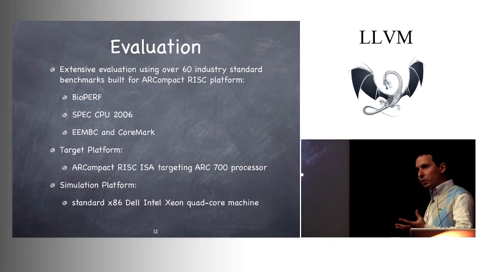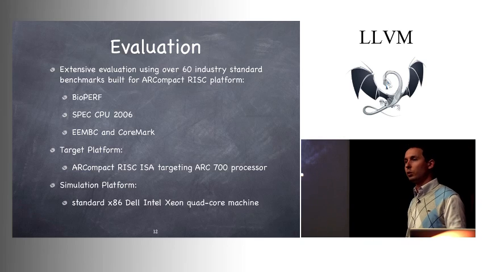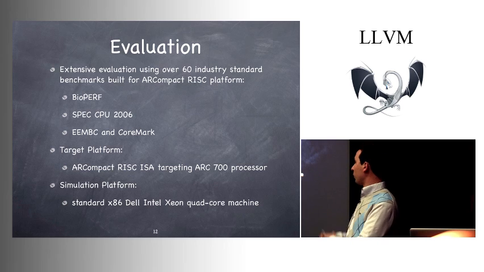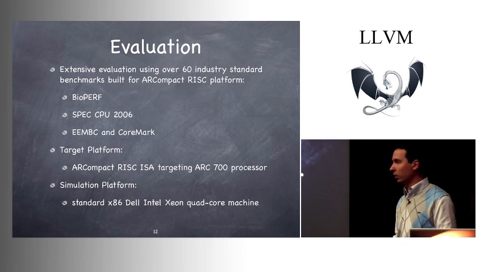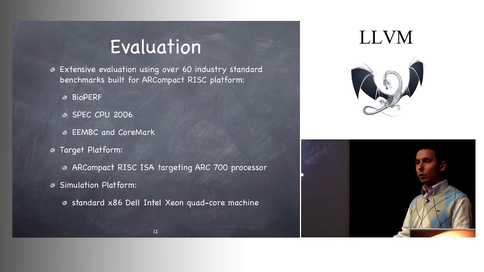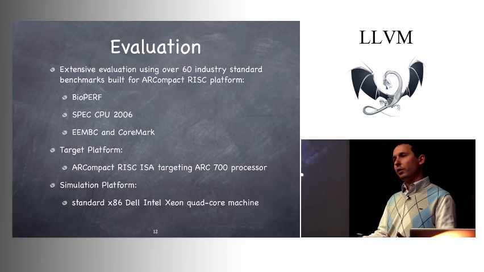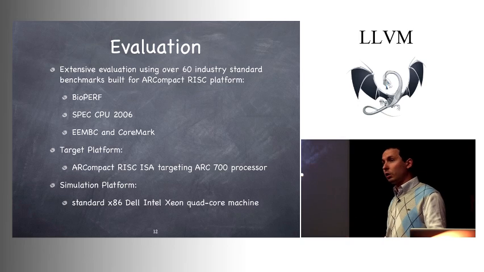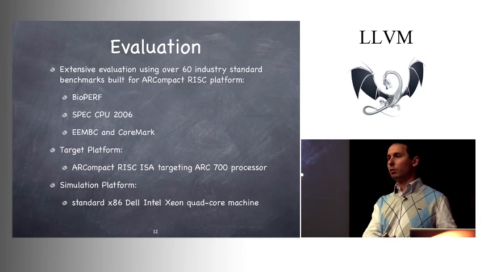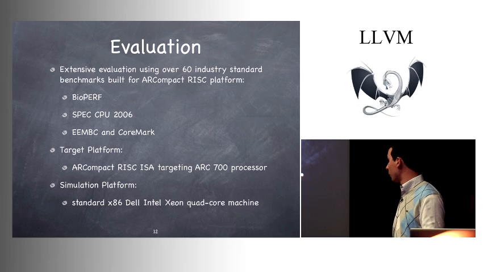Now remember, we're in the dynamic binary translation, instruction set simulation business, so we built them for our target platform, which is the ARCompact ISA. It's a RISC ISA, and we're targeting the ARC 700 processor. And we ran it on a pretty much standard quad-core machine, because what we wanted to achieve is that if you run your instruction-accurate simulations, customers don't have to buy expensive hardware. You should be able to run this on your standard desktop machine and still get good performance.